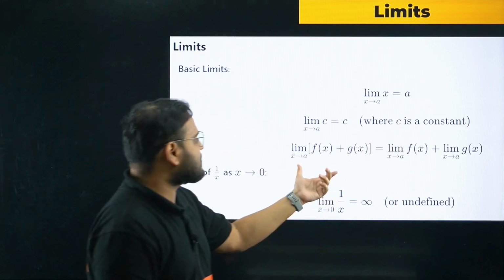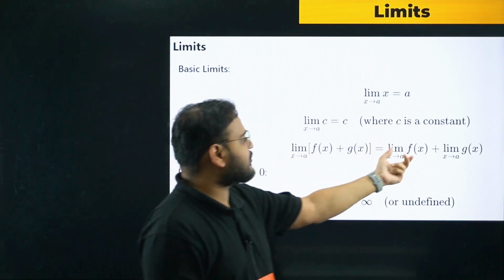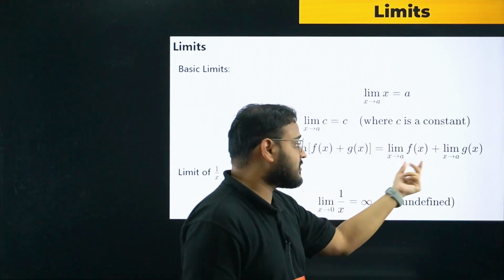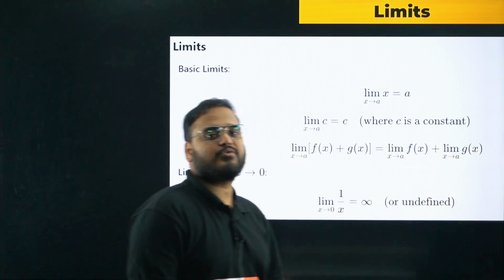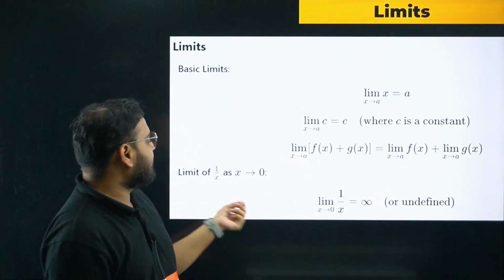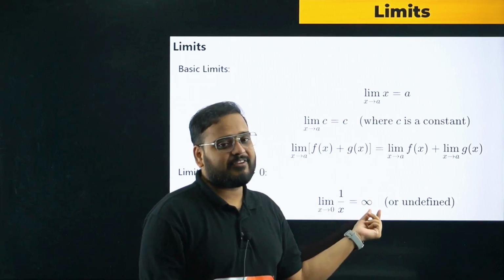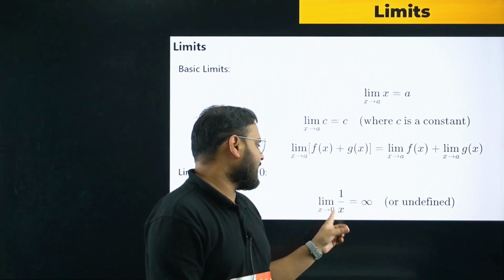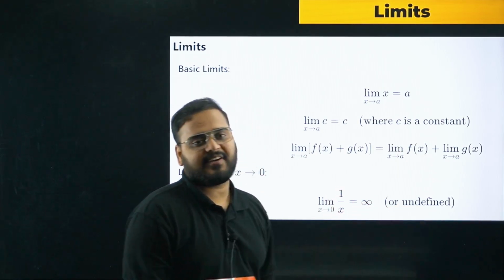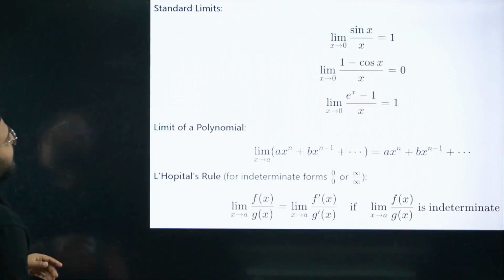Goes over here, same thing. C is a constant here, sir. Again, you can apply this with addition as well. So separate the functions, f(x) over here, g(x) over there, individually, and apply the limits. When x tends to 0, what will happen to this? Infinity, right? Undefined. Put x as 0, it will become 1 by 0, so infinity or undefined. Okay, simple notations.